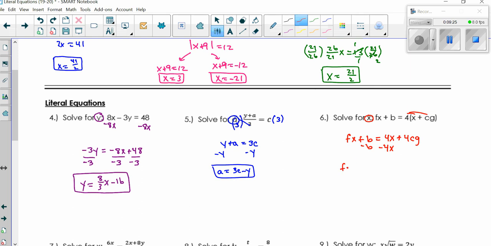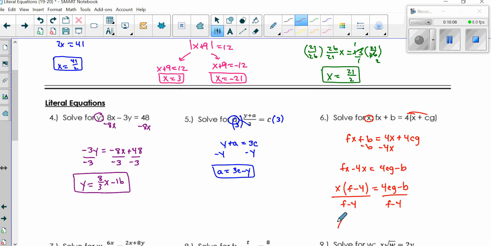That's going to leave me with fx minus 4x equals 4cg minus b. Because these both have an x in common, I can factor an x out of it. So x times f minus 4 equals 4cg minus b. Okay, so my goal is to get the terms with the x's to the same side so that I can factor it out. Because I factored, I've created multiplication. So then I can undo the multiplication with division. So I can divide by f minus 4 on both sides.